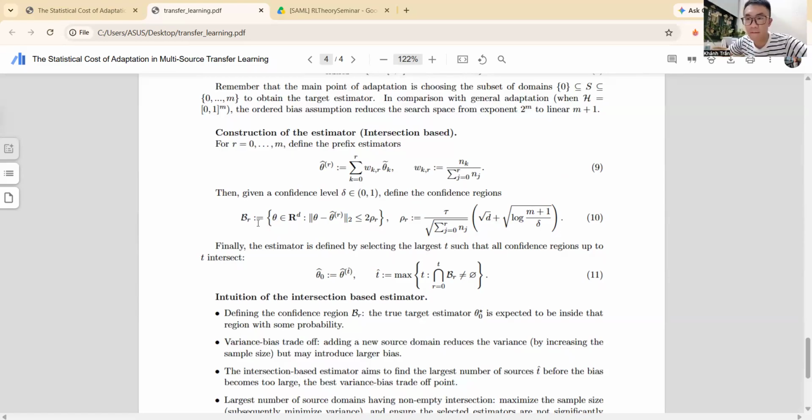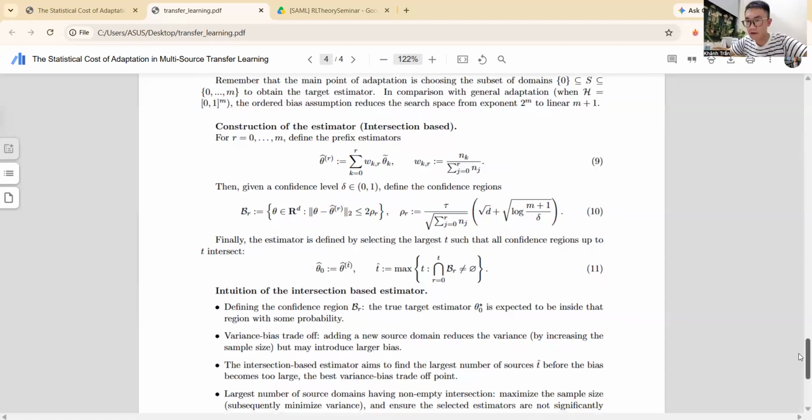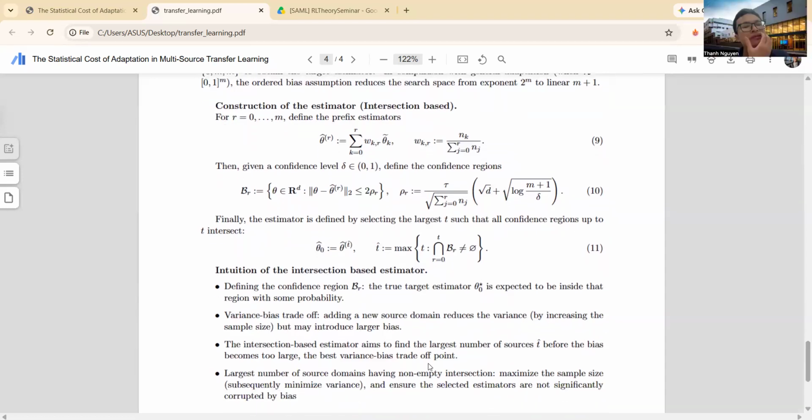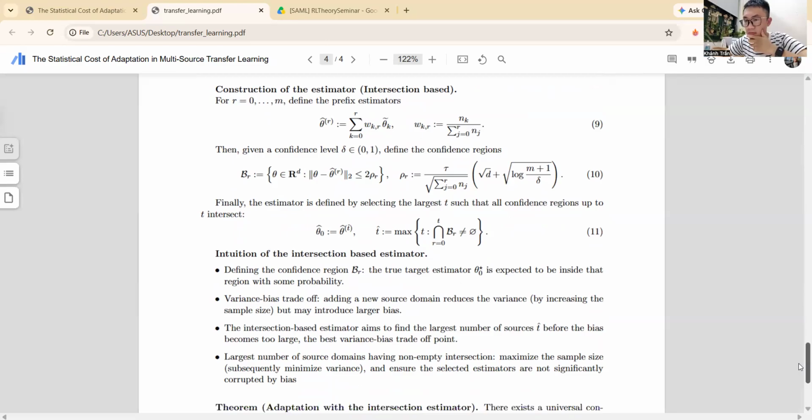So they pick the largest t such that all the things still intersect. By defining the confidence region B_r, they expect that the two estimators of the target domain are inside that region.